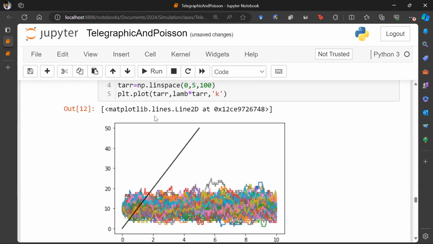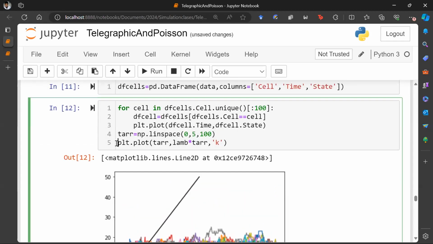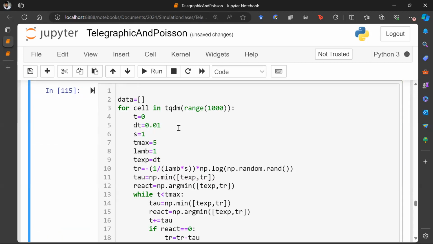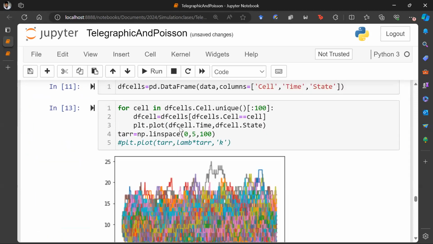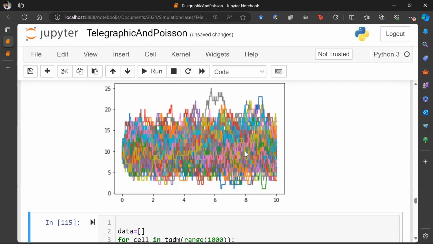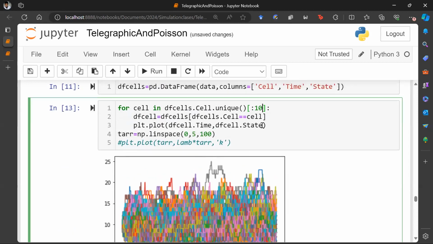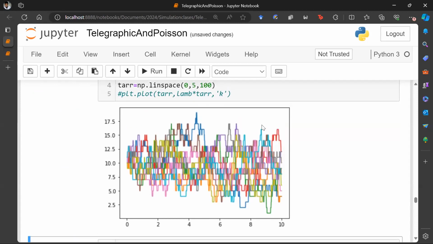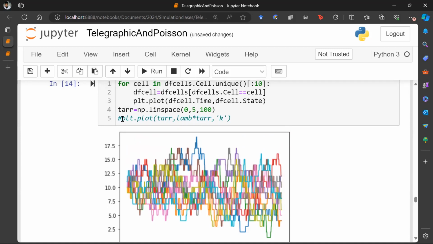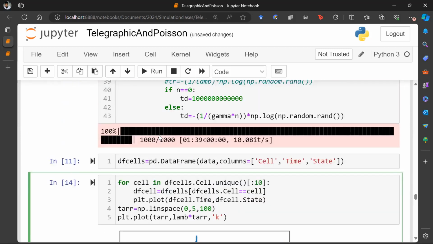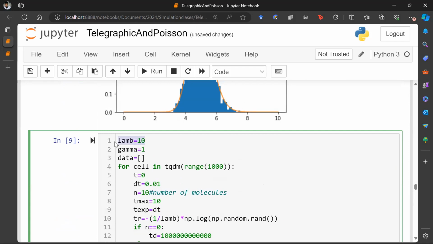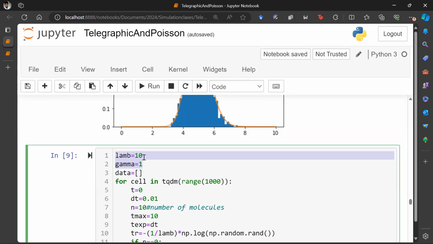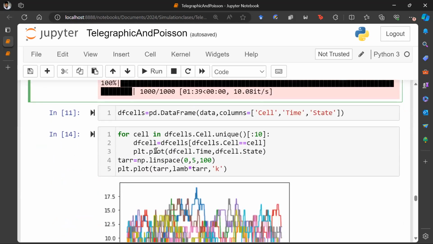So I save the data here, and I can plot the 100 cells you have here. Sorry, I shouldn't plot this guy. So here you have 100 trajectories of the birth-death process. I can make it smaller to show you better these simple trajectories. The mean is going to be simply 10, because lambda is 10 and gamma is 1. So the mean is lambda over gamma, that is 10.